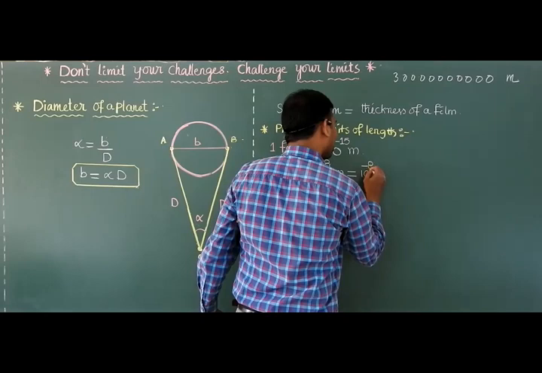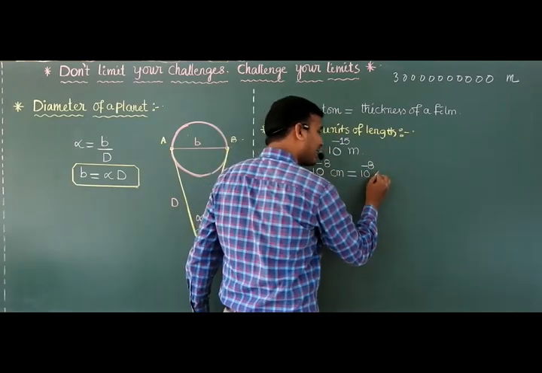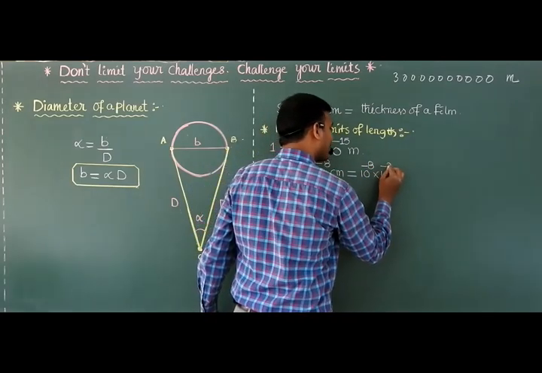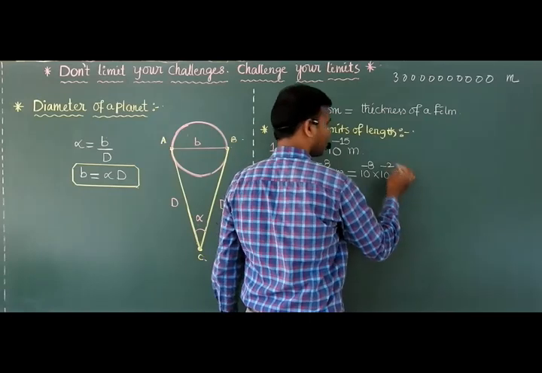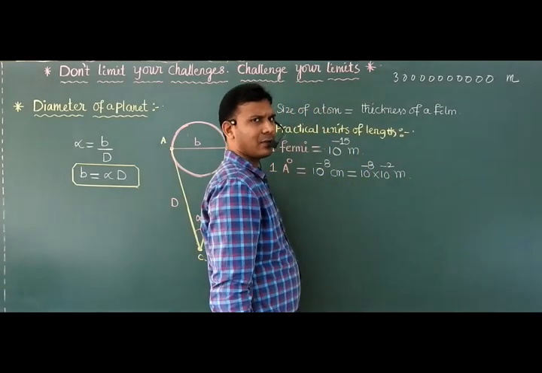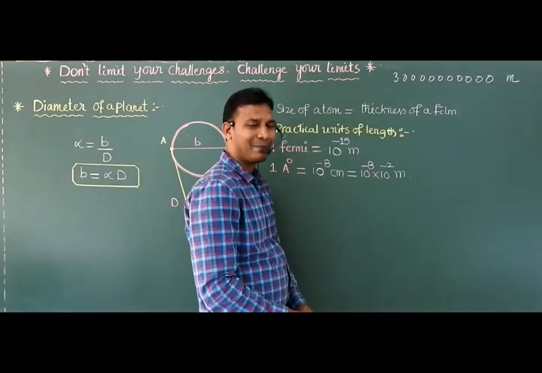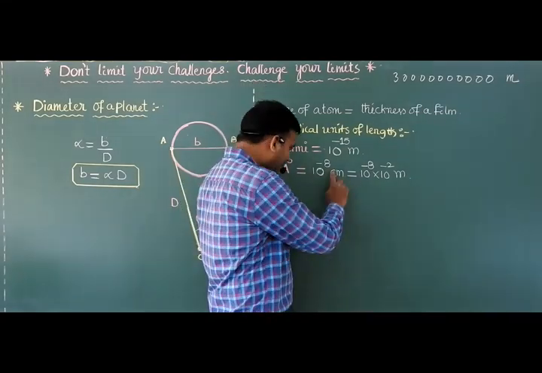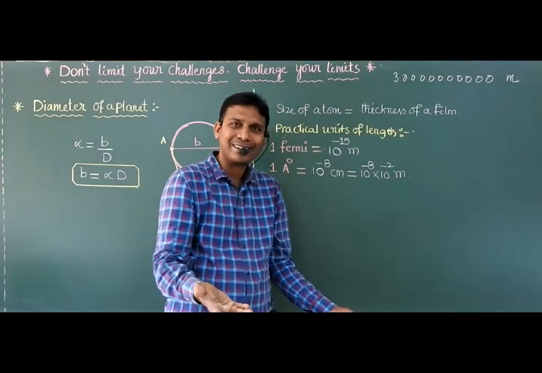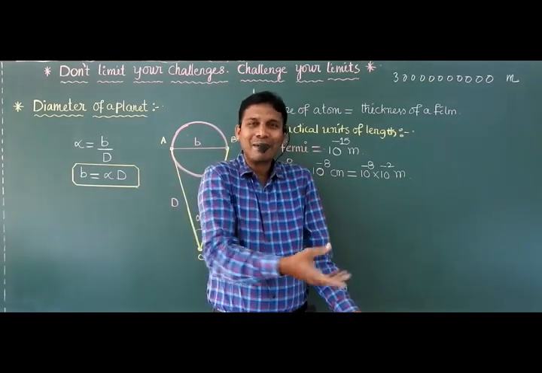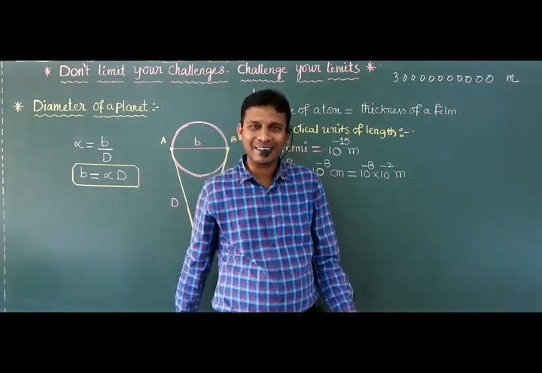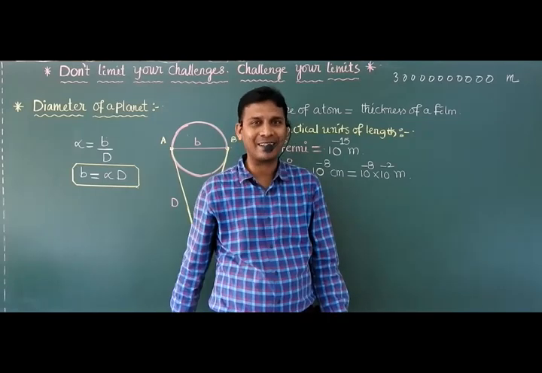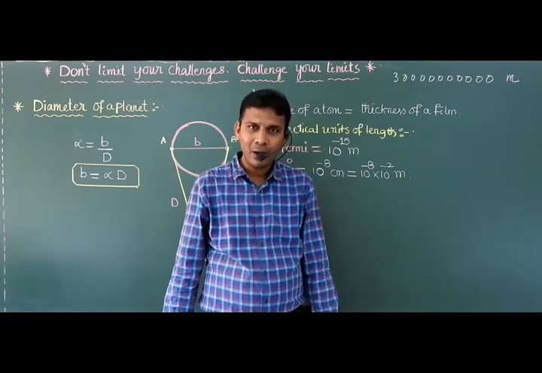10 raised to minus 8. Centi is 10 raised to minus 2. Meter as it is. Sir, what are you doing, sir? I am converting centimeter into meter, that's it. 1 centi I am writing in the form of the submultiple prefix. That is 10 raised to minus 2.